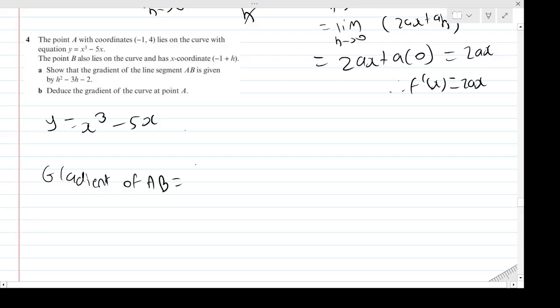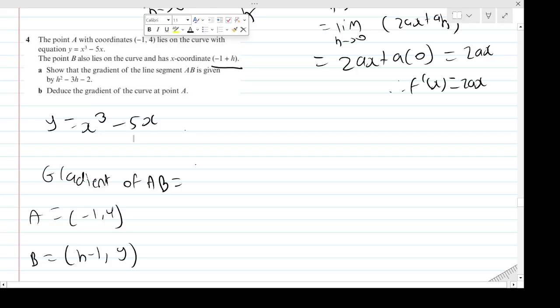So between points A and B, well, that's going to be changing y, changing x, but we need to know what our points are. Well, A, we're told is minus 1, 4. What about B? Well, B, we're told the x coordinate is h minus 1. Okay, but what about the y coordinate? We don't have the y coordinate, right? But we're told the curve. The curve is y is x cubed minus 5x. Well, then I can substitute my x coordinate in to find y, right?